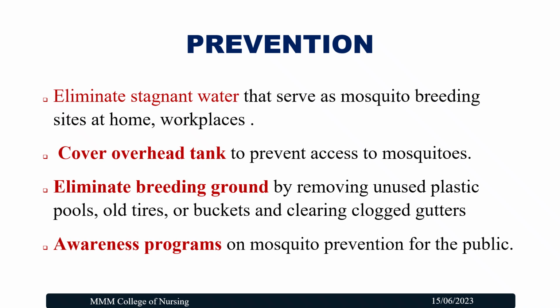First, we have to eliminate all the stagnant water that serves as mosquito breeding sites at home and in the workplace. Cover the overhead tank to prevent access to mosquitoes. Eliminate breeding grounds by removing unused plastic pools, old tires or buckets, and clearing clogged gutters. Awareness programs are very important. We have to create awareness among the public to prevent mosquito breeding sites and the spread of dengue. It's very important.